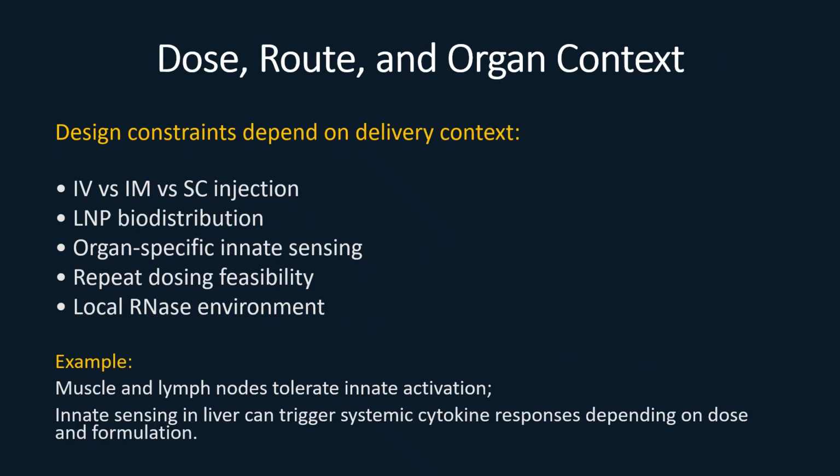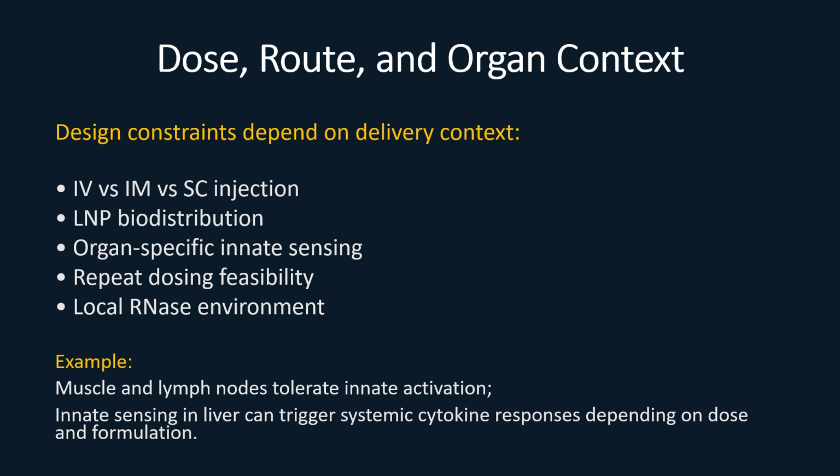Now, let's talk about delivery context. Different tissues have different immune sensitivities. Muscle and lymph nodes, for example, can tolerate innate activation pretty well. Actually, that's one reason why vaccines work well with intramuscular injection. But the liver is different. When you deliver IV, LNPs accumulate heavily in the liver.